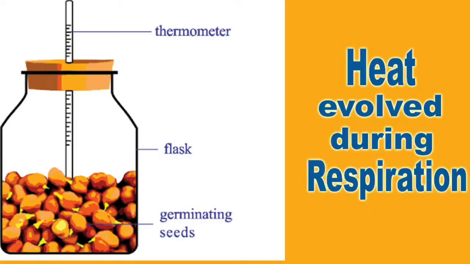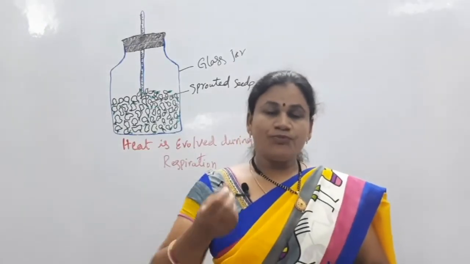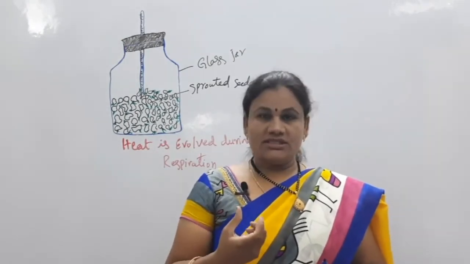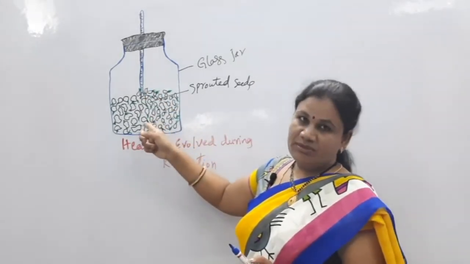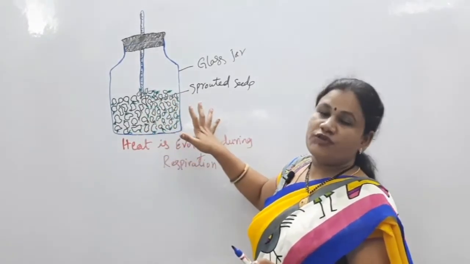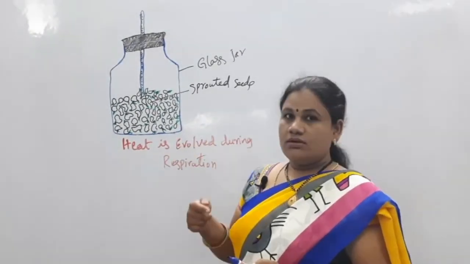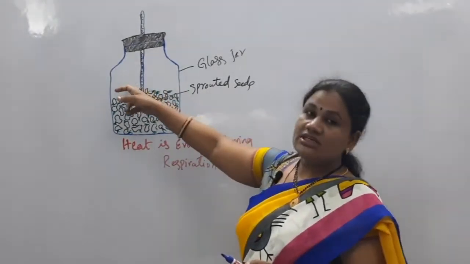Make a hole in this cork and insert the thermometer into the thermos flask. The bulb of the thermometer should be in the midst of the sprouted seeds. The thermometer has a bulb, no? The bulb portion helps to identify the temperature, right? So that bulb portion should be in the midst of the germinating seeds. Leave this entire setup for a few hours. Later on you will be able to observe the temperature increasing in the thermometer.